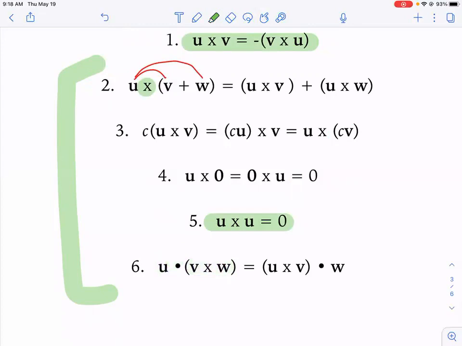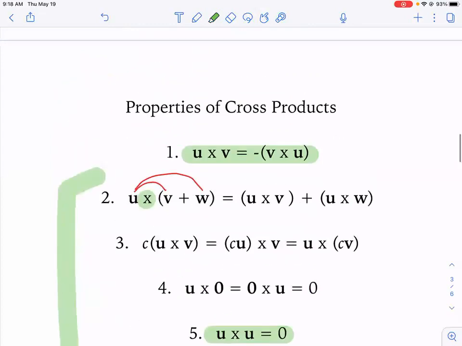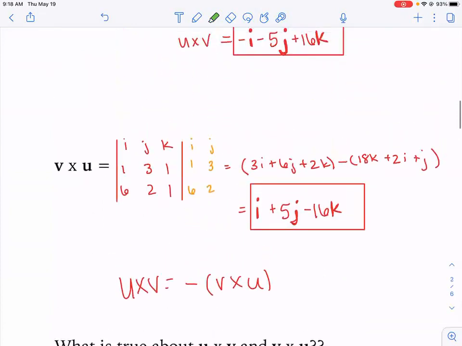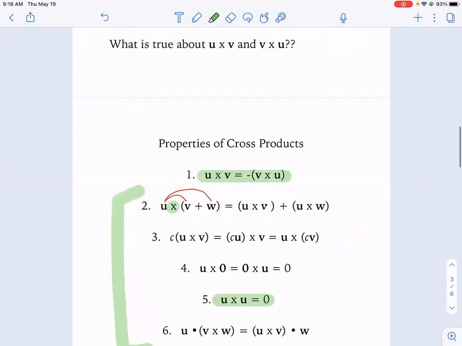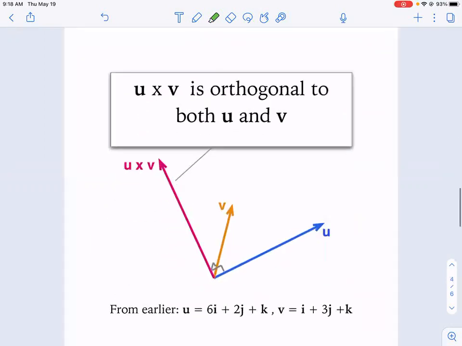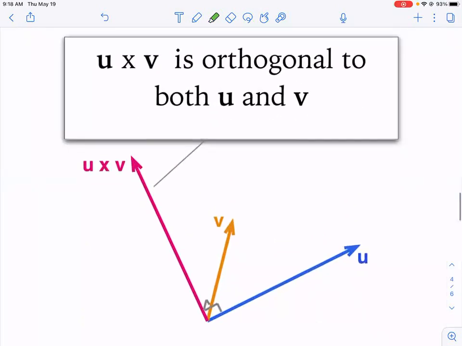Whoa, crazy. Okay, so what is special about a cross product? First of all, it's pretty cool that U cross V and V cross U are opposite. So if you know one, you know the other without a lot of work. Okay, but there's something even more special about them. When you take the cross product, it is going to be orthogonal to both of your vectors.